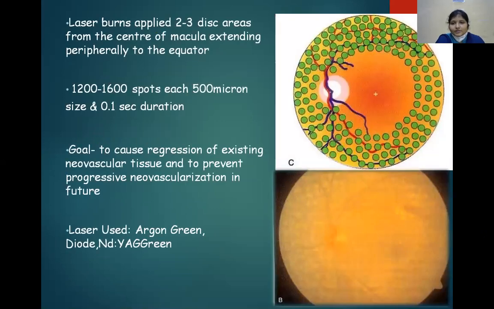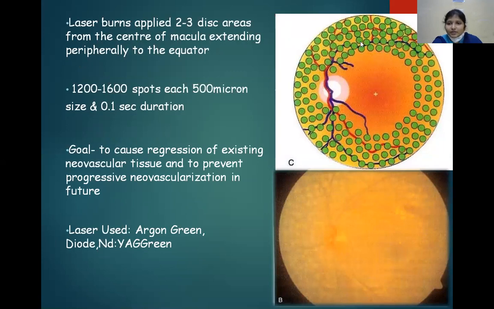So how is this laser photocoagulation, pan-retinal photocoagulation, done? Here, laser burns. So all these green dots are laser burns. They are applied about 2 to 3 disc areas from the center of the macula.